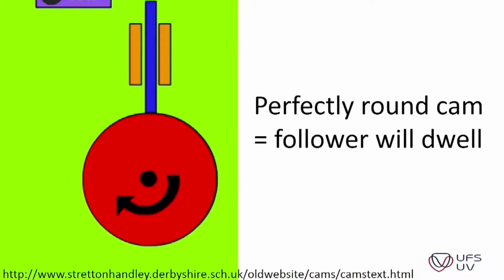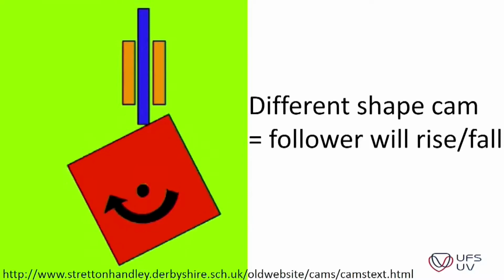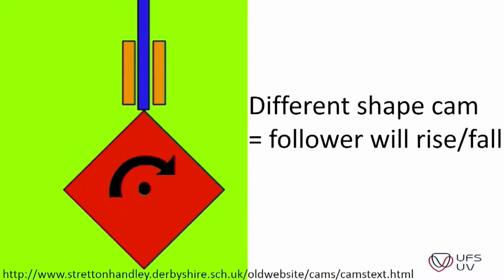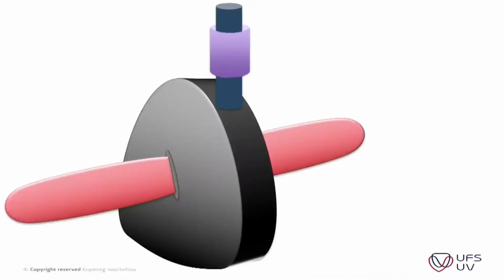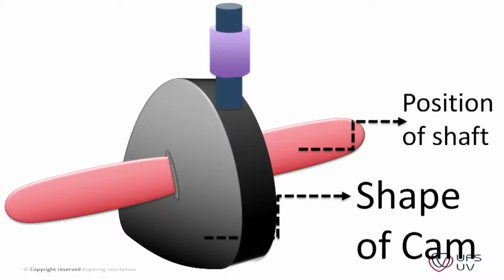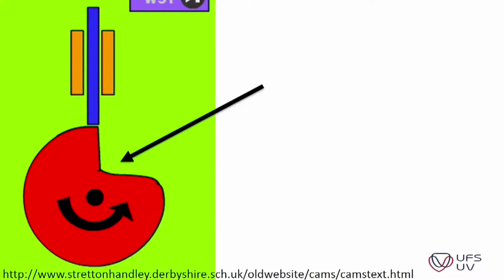If the cam is perfectly round and the fixed shaft is in the center of the cam, the follower will dwell. But if the cam is a different shape and/or the shaft is not central, the follower will rise or fall. How often and how quickly the follower moves is determined by the shape of the cam and the position of the shaft. The cam may have a chunk removed so that the follower falls into a gap and is then pushed out again.